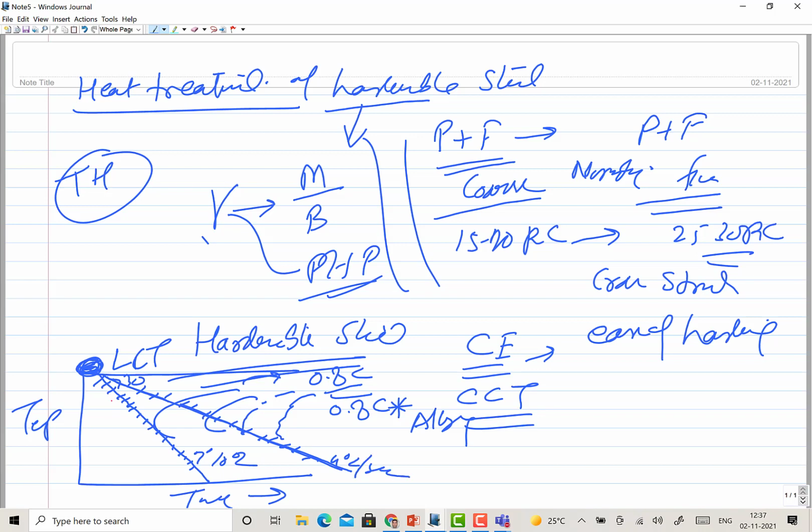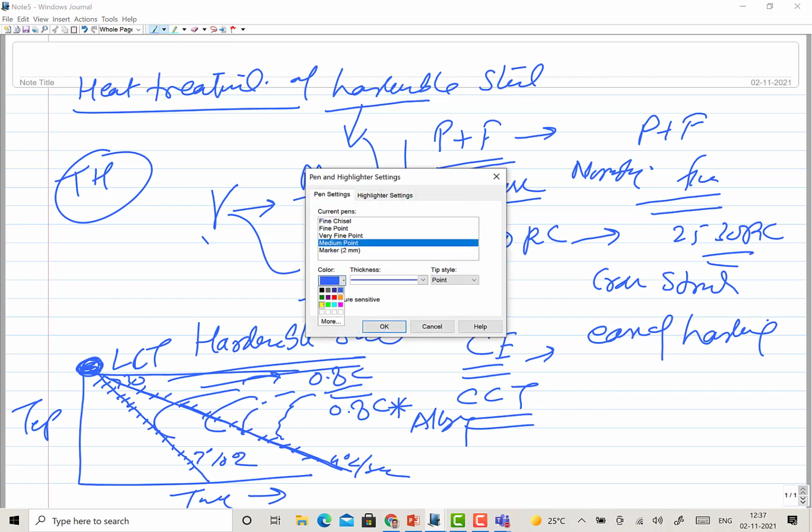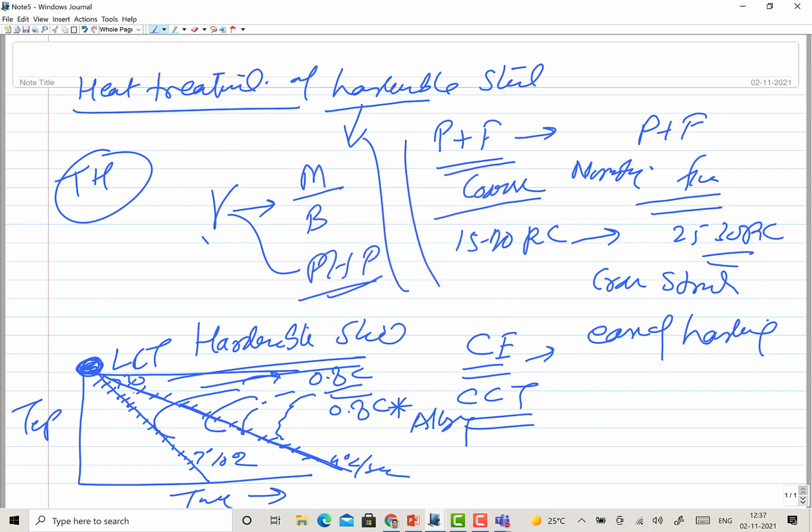On the other hand, if the carbon content is reduced and the alloying elements are also reduced, you may find that these lines have shifted towards the left side, and the critical cooling rate requirement has changed accordingly. Now this may be like, say, 30 degrees centigrade per second.